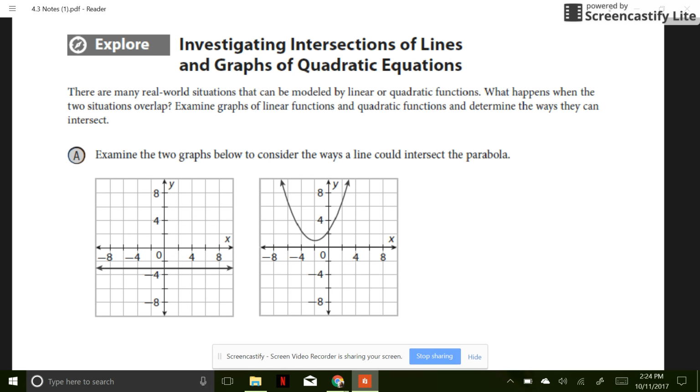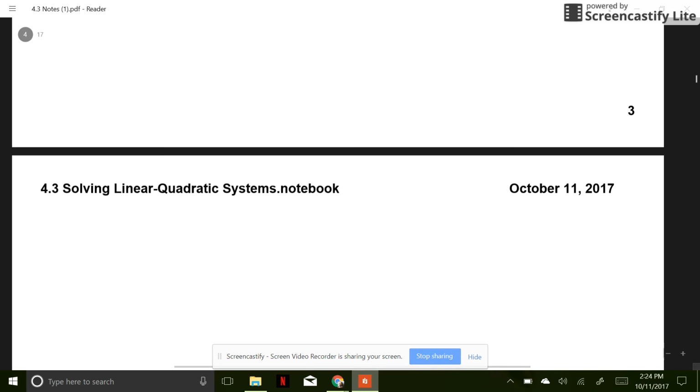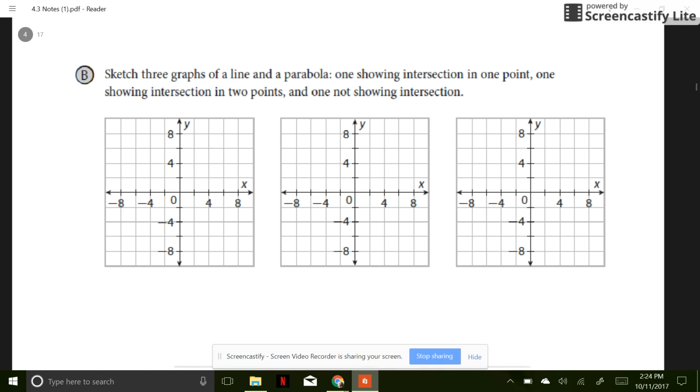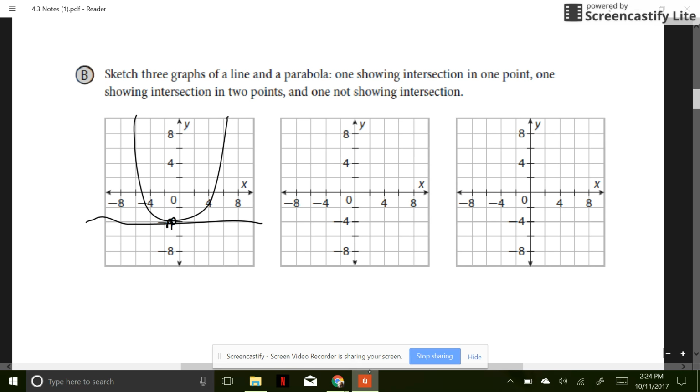such as a parabola, we want to think about the different ways that a line and a parabola could intersect. So specifically, there's three graphs that could work. One showing an intersection in 1 point, one showing an intersection in 2 points, and one not showing an intersection. So one way we could have a parabola and a line intersecting at 1 point is if our line goes through and touches at our vertex. That's one way our parabola and our line could intersect at 1 point.